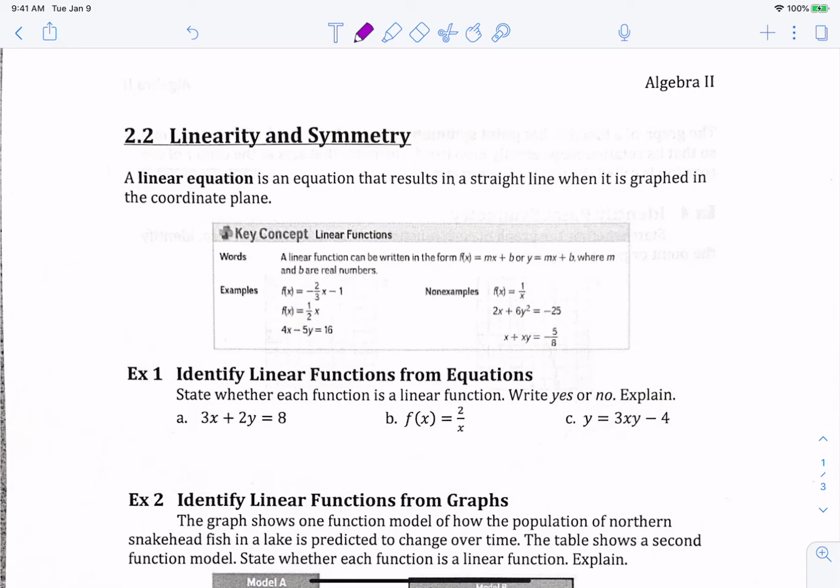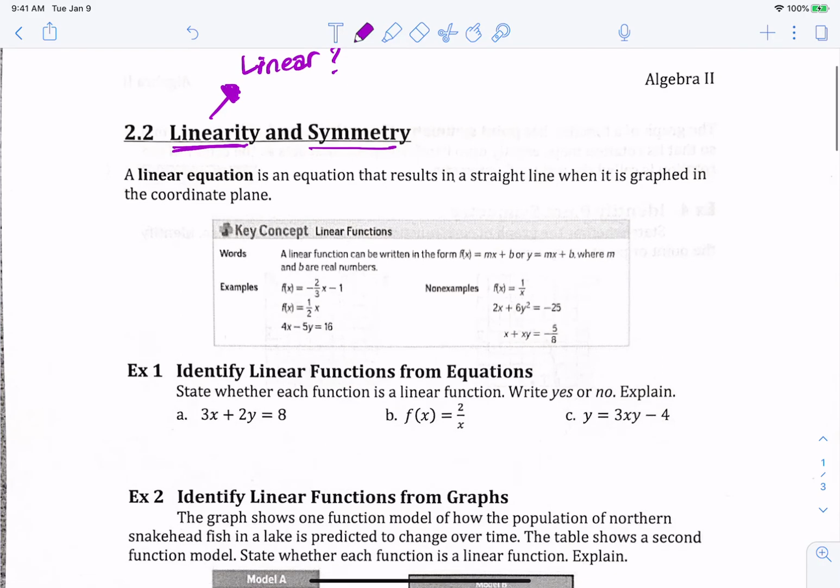All right. Two, linearity and symmetry. These words sound really advanced, but they're not. Linearity. What word do you see in that? Linear. So linearity is a test to see if something is linear or not. So is it linear?